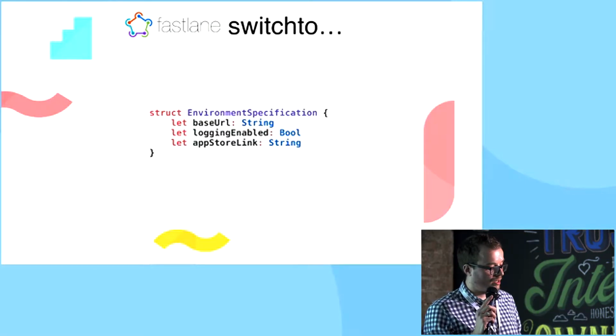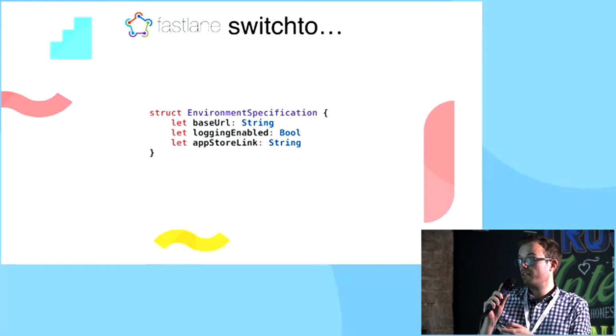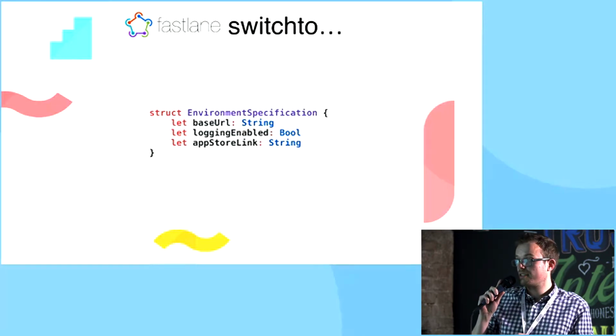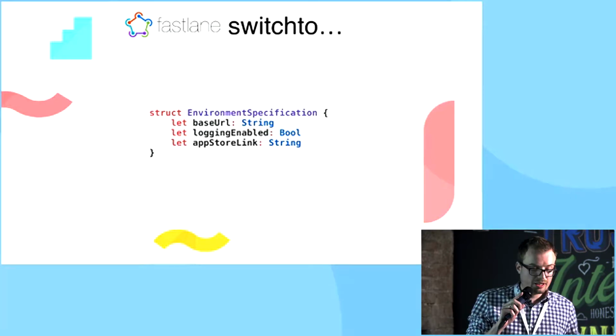Here in our sample, we can see the base URL for API calls, logging enabled, so it's a setting just for logging, and App Store link.